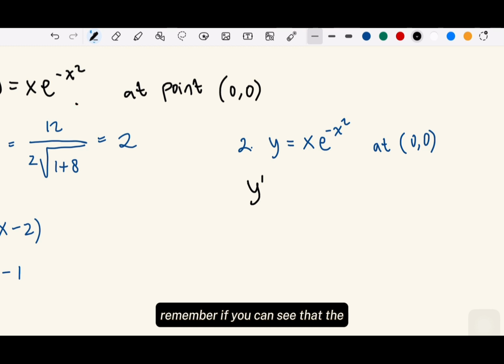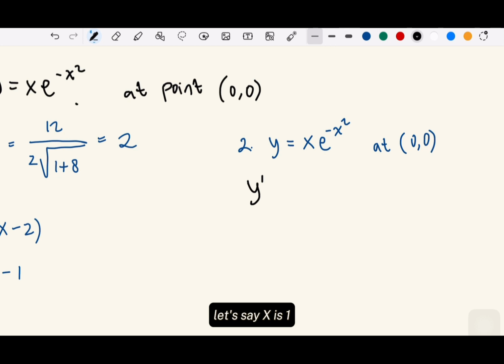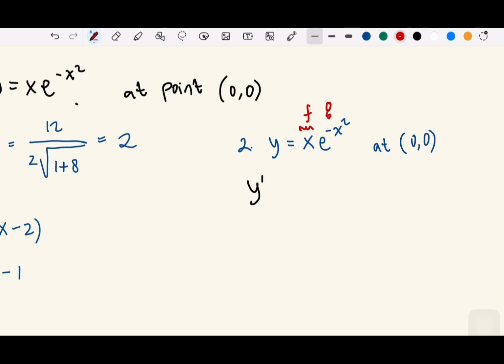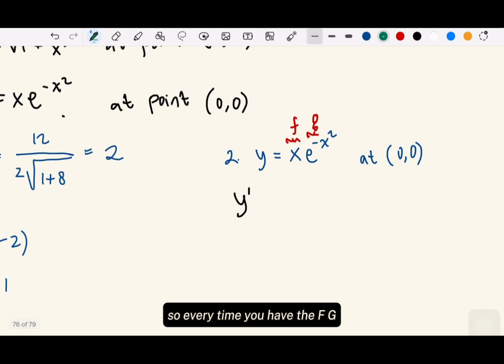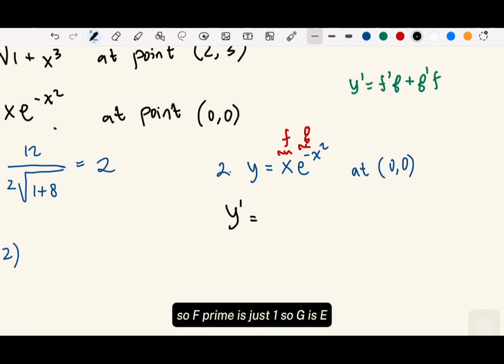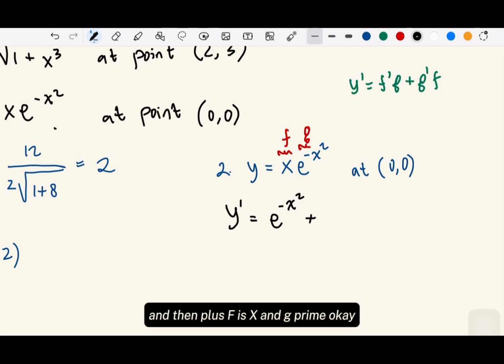Remember, you can see that the whole function here is basically a composition of more than one function. Let's say x is f, and e to the power is the second function, g. So every time you have f times g, then your y prime is f prime g plus f g prime. Okay, and then write all of the results. So f prime is just 1, g is e to the power, f is x, and then g prime.